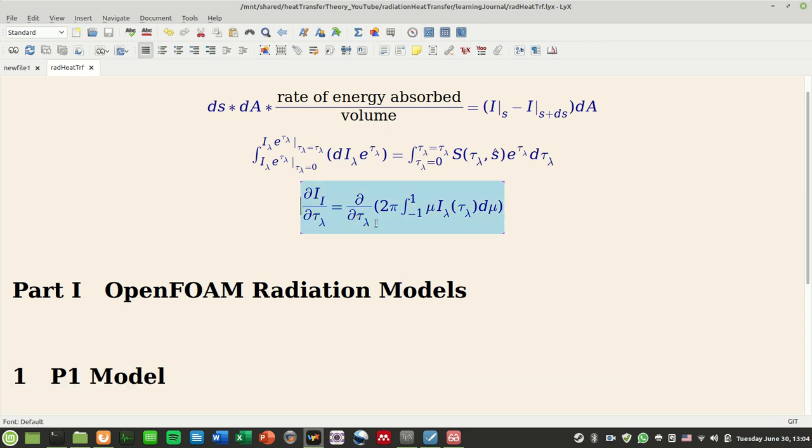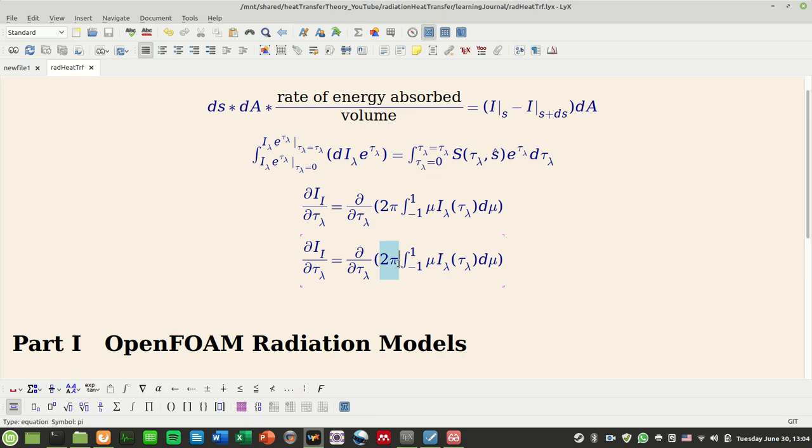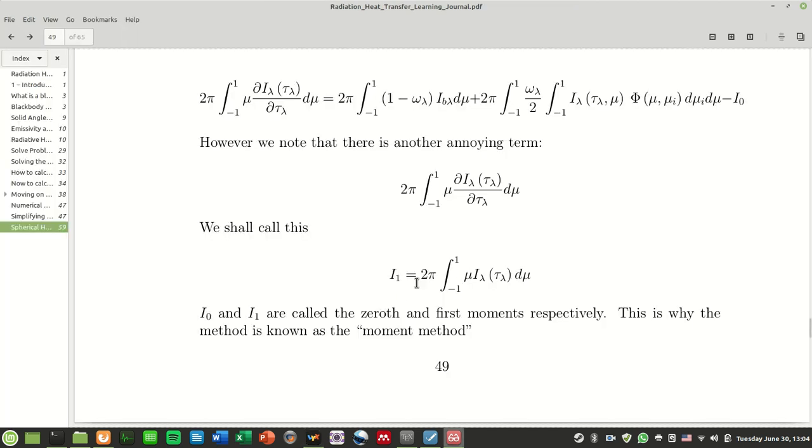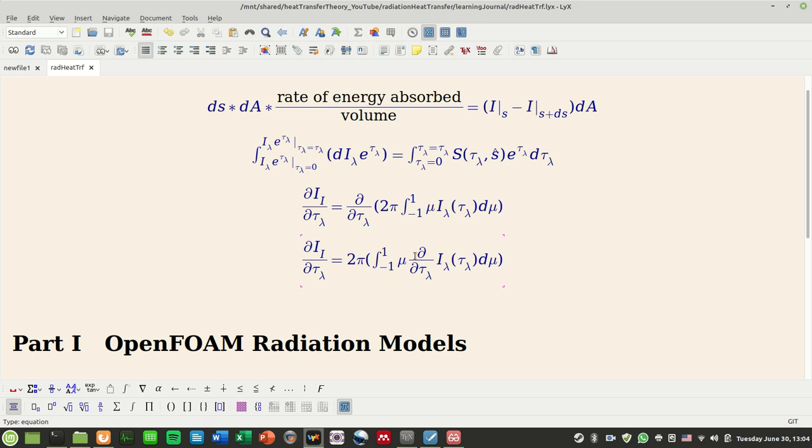Notice, let's copy and paste. We can just bring this 2 pi out because that's just a constant. So what else is constant with respect to tau lambda? Actually, if you noticed, this whole mu here is constant with respect to tau lambda. So you can just bring this differential operator in here, and it will be okay. So now what do we have? This is actually dI1 d tau lambda.